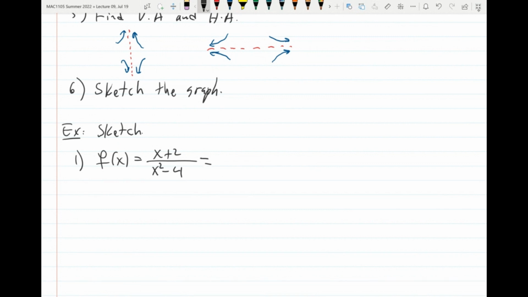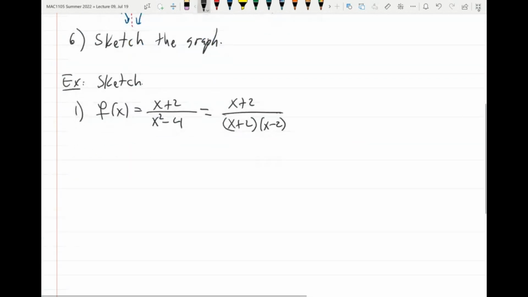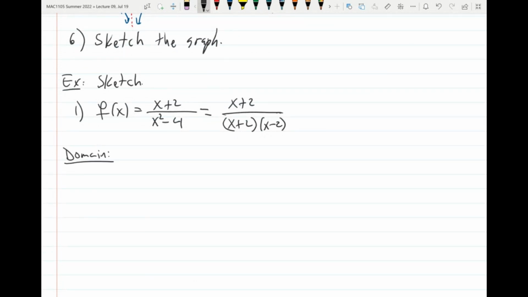Again, the first thing that we do is we factor everything. This is the one that we have been studying from the beginning. Because by doing this, we can very easily now find information that we need. For example, domain. What's the domain of the function?